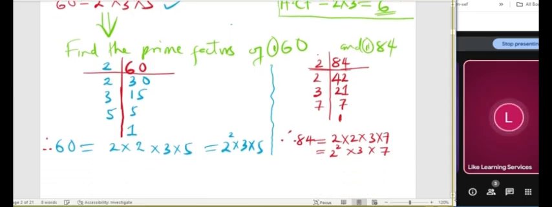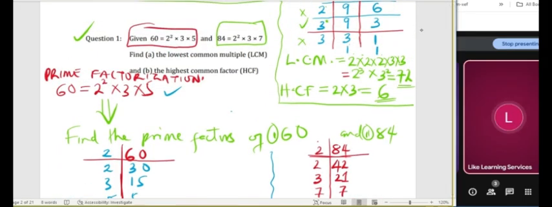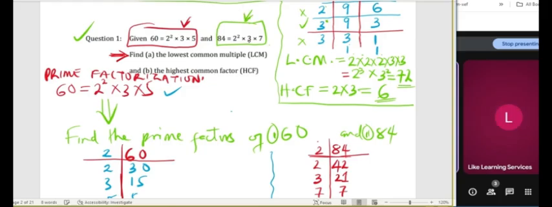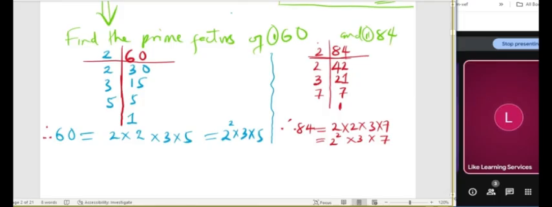Good. If you have found this, how will you use it to find the LCM? Look at the question now. Read it out. I'm underlining it. You're given 60 as 2 raised to the power 2 times 3 times 5 in red, and 84 as 2 raised to the power 2 times 3 times 7 in green. You're asked to find the LCM. How will you use that? Do you know how to do it? Yes. Okay, what do you do?